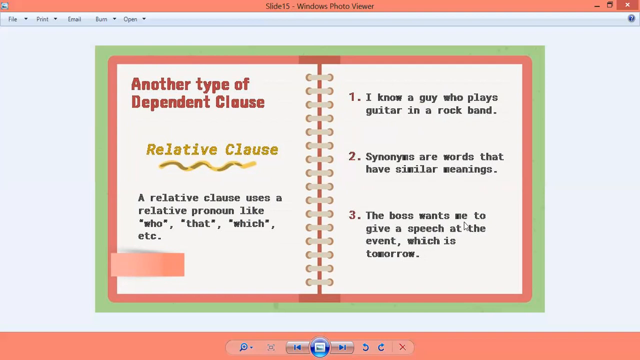Here, the boss wants me to give a speech at the event, which is tomorrow. Right? कल एक event है और boss मुझसे expect कर रहा है कि मैं एक speech दूंगी. And hence, what word is used to join both the sentences? Which.